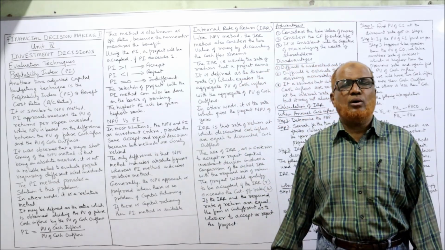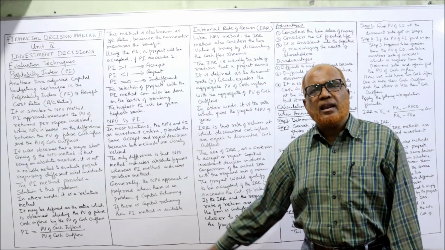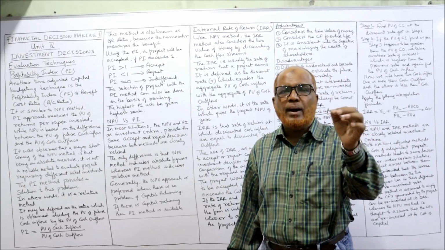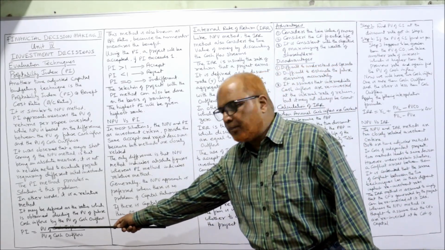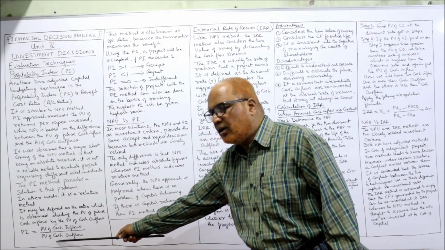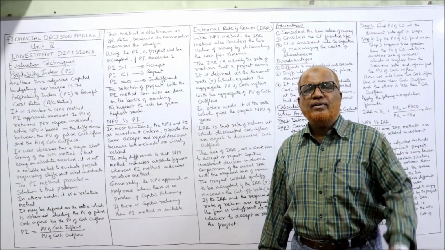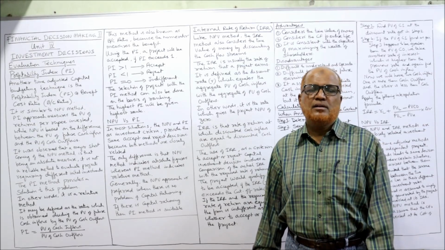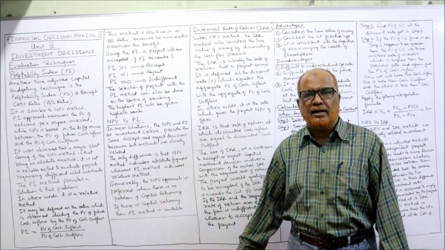Now, the definition of PI. What is the definition of profitability index? It is a ratio of present value of cash inflow to present value of cash outflow. So, the formula for PI is PV, which stands for present value, of cash inflow divided by present value of cash outflow. In the next video we'll start the problems on all these methods. So you have to remember the formula for PI, profitability index.